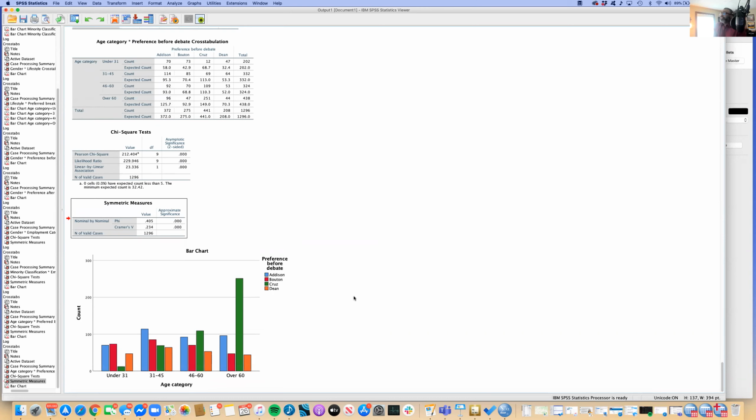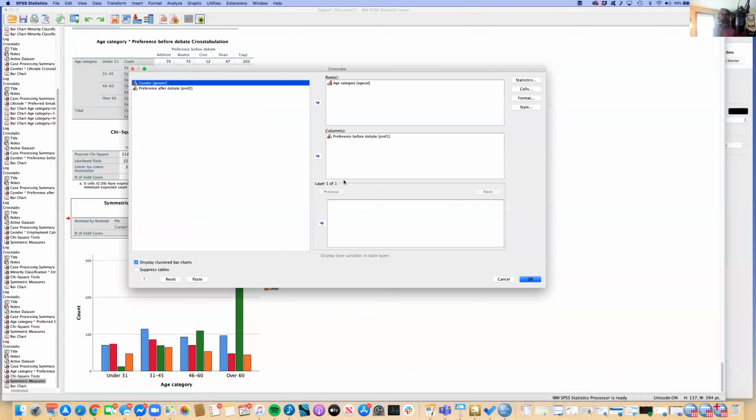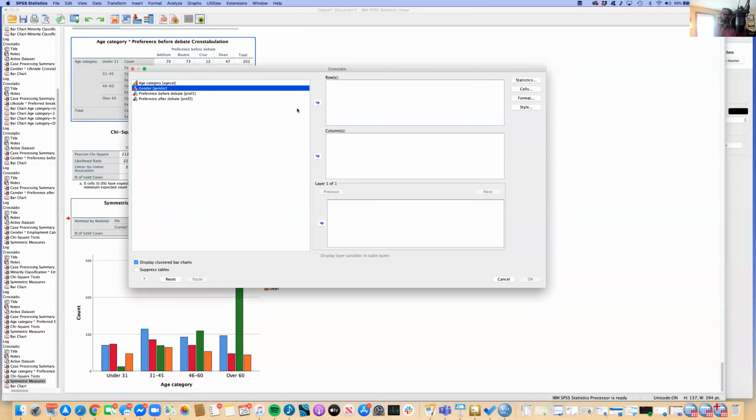Okay, so we've examined the relationship between age and debate performance before the debate. Let's swap it out a little bit. Let's go back up here to Analyze, Descriptive Statistics, and then Crosstabs. Let's take both of these out. Then for row, we want to put in gender, and for column, we want to put in preference.